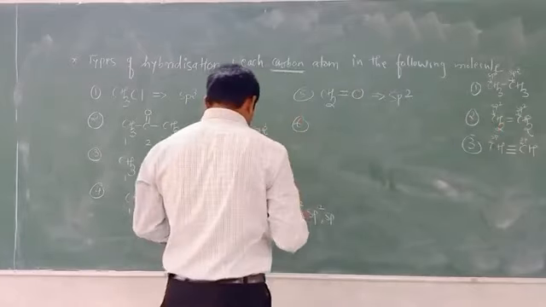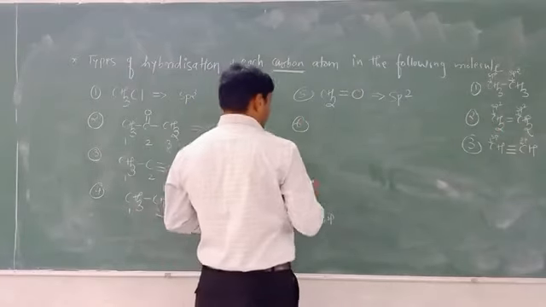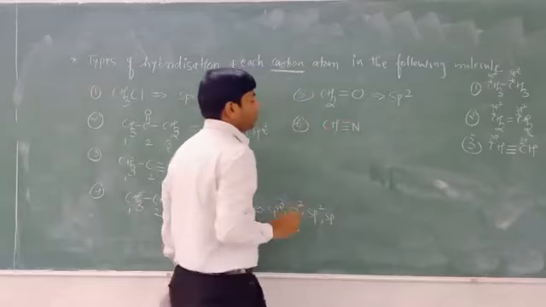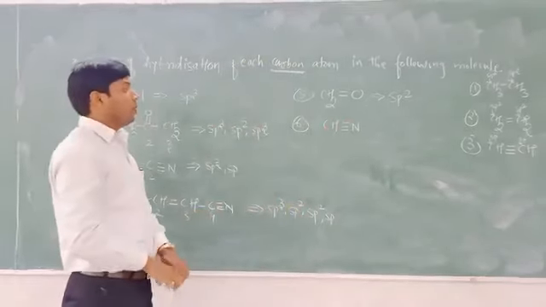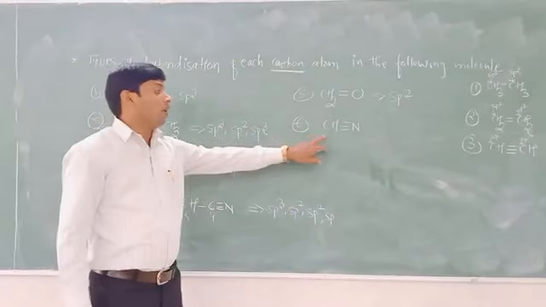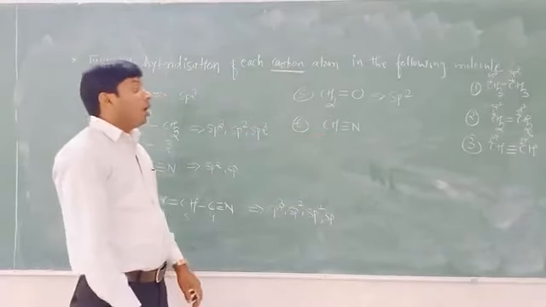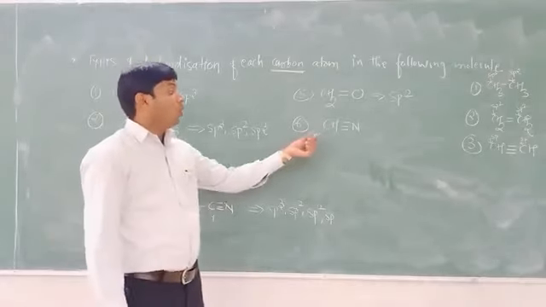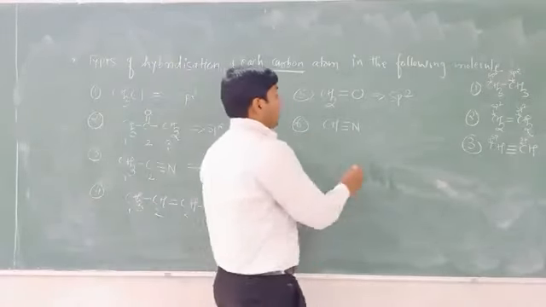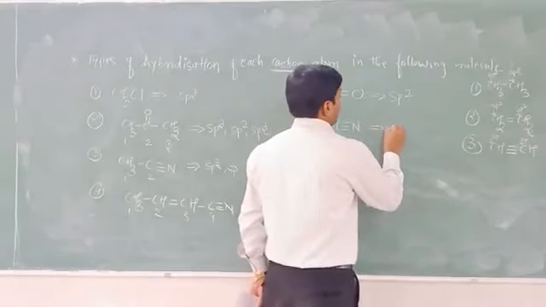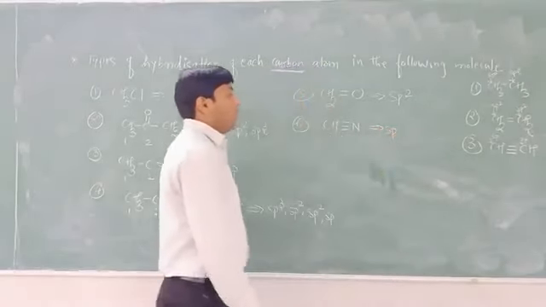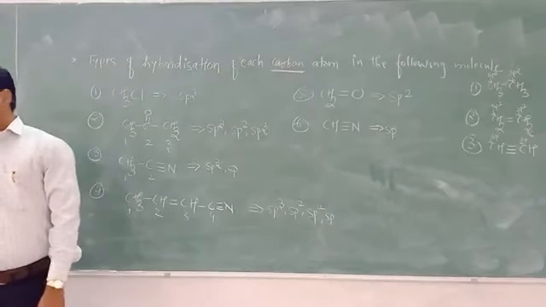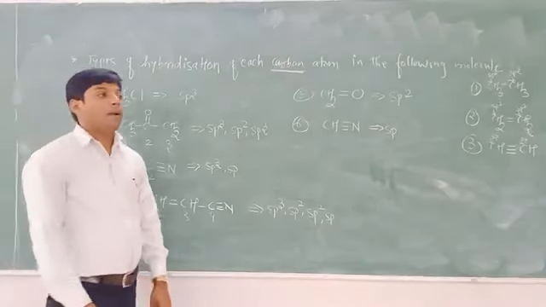Next example: CH triple bond N. In this example, the carbon atom is bonded to the nitrogen atom by a triple bond, so it undergoes sp hybridization. Likewise, we have to assign the hybridization of each carbon atom in the given organic compound.